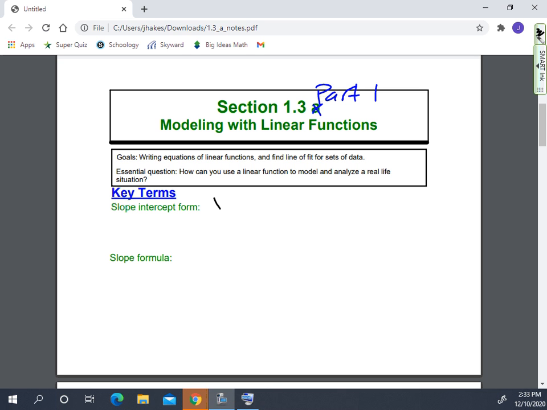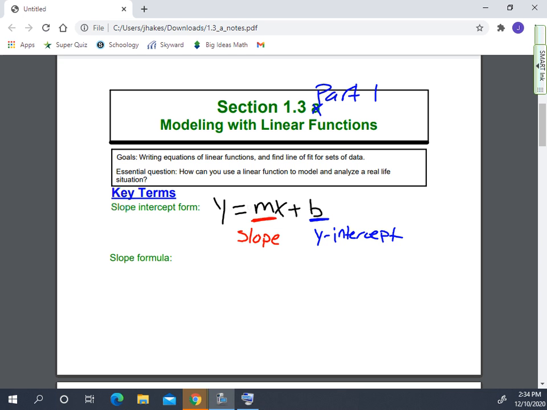Slope-intercept form is y equals mx plus b, where m and b mean something. m is our slope, and b is our y-intercept, where our line crosses our y-axis. That is what b is.